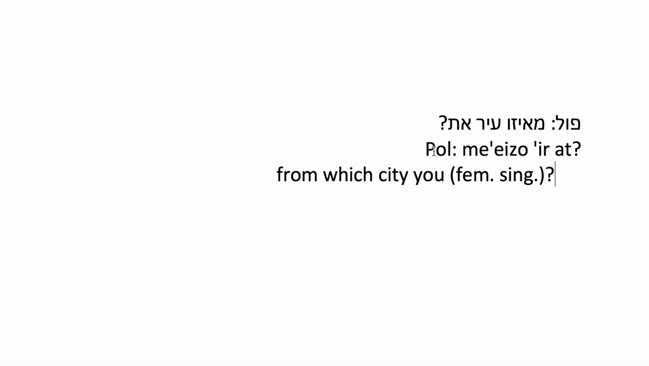Why do we need this here? Because Paul is talking to Daniela. Daniela is a female, so he needs to ask her at. And how would Daniela have asked Paul, which city are you from? She would ask, of course, me eso ir atah, because atah is the masculine singular form of you. And of course, we don't have a verb form of to be in the present tense, and this is why we stop here, because there is no are you or you are. There's just you. So, from which city you or are you? We say me zo ir at. So the new word here is ir, which means city, and eso means which.